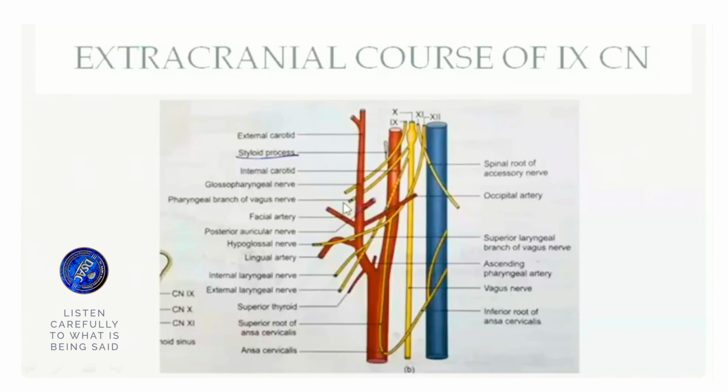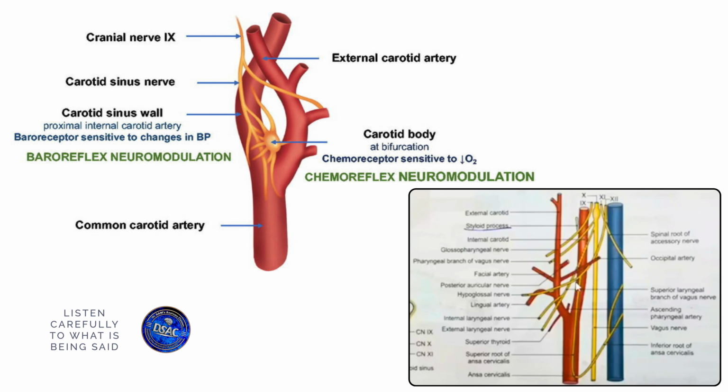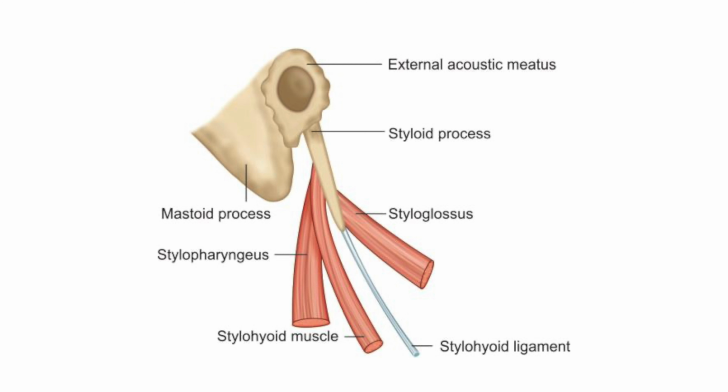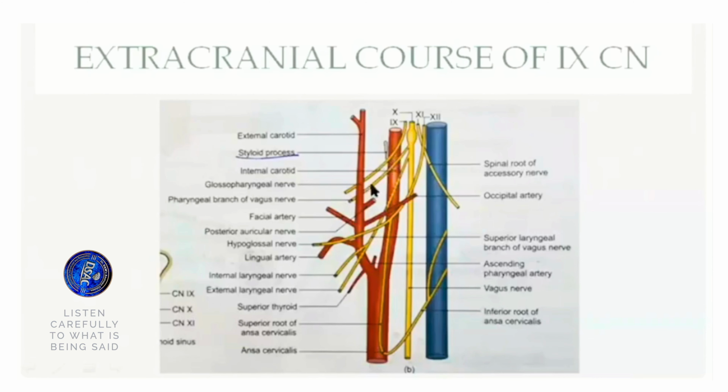Now after that, it will reach down. And while it's running here, remember, it will give its carotid branches. They will descend down to supply the carotid body and carotid sinus. While passing out here, there is the styloid process, and to this there will be a muscle attached, that is stylopharyngeus. So this glossopharyngeal nerve, in its pharyngeal portion, will descend down and wind laterally to stylopharyngeus.